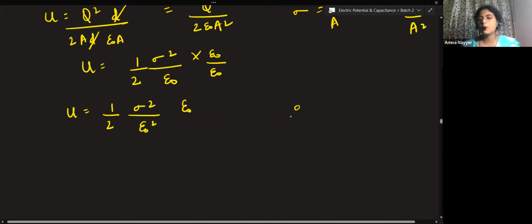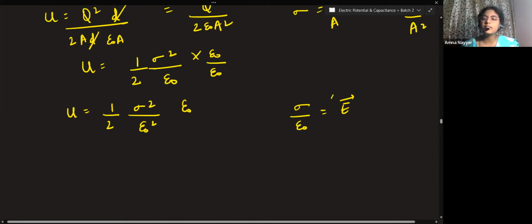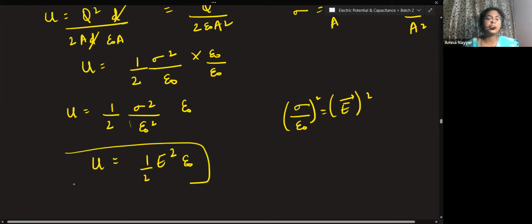Sigma by epsilon naught is the total electric field between both the plates, if you remember. Sigma by 2 epsilon naught is for one plate. For two plates, you have sigma by epsilon naught. So this is the electric field that you have. Squaring this electric field, I'll get this only. It means energy density is half epsilon naught E squared. This is your complete final answer.